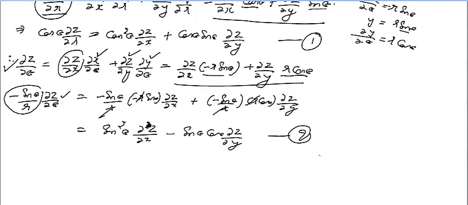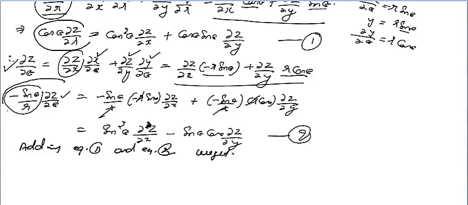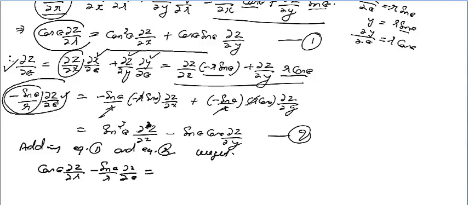Now after that you will be adding equation 1 and equation 2. So equation number 1 left hand side is this, equation number 2 left hand side is this, and the left hand side will be added with the left hand side. So cos theta curl z by curl r minus sin theta by r curl z by curl theta will be the left hand side. On the right hand side, when this is added with this, this will be cancelled out because it is the same.